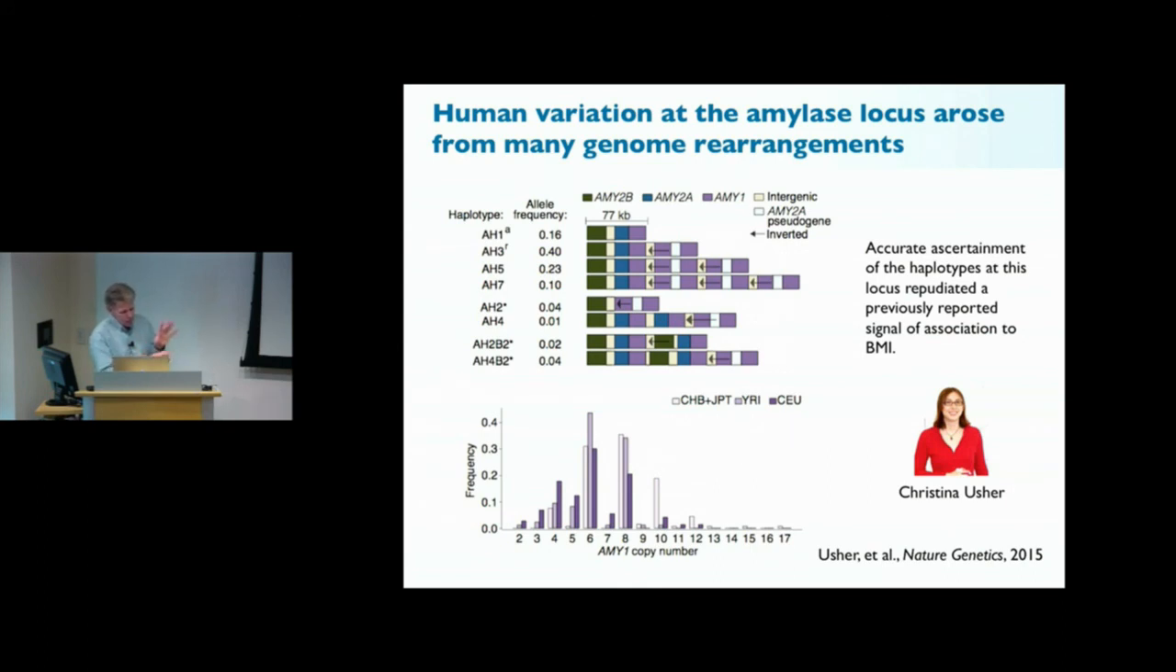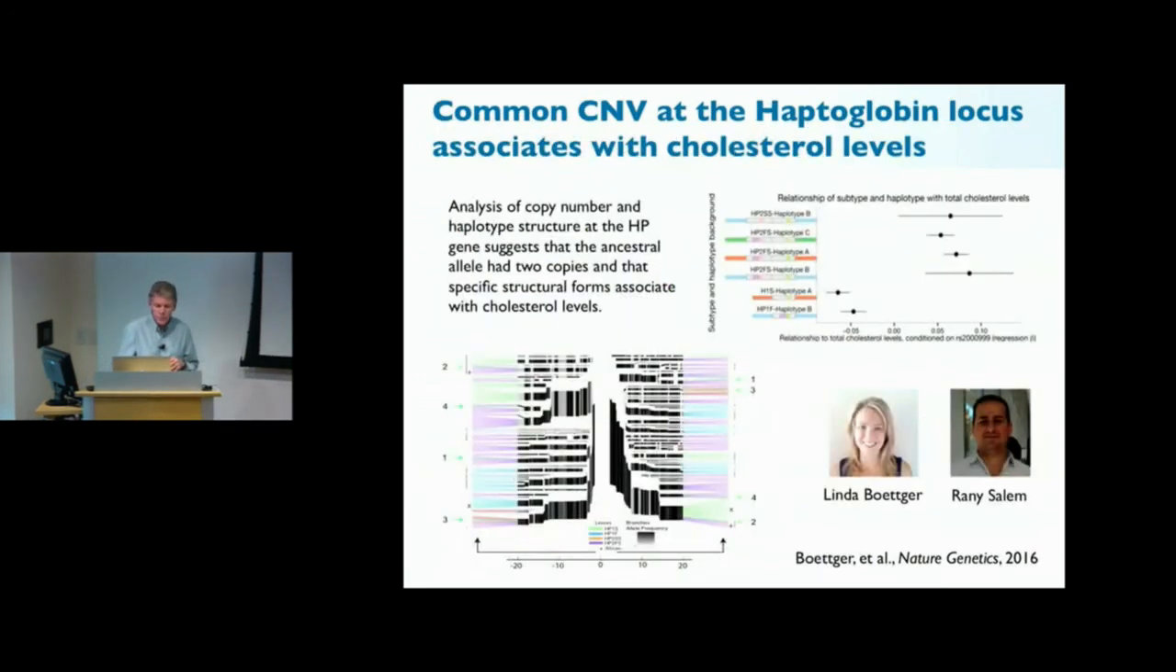some of the measurement and the analysis of the haplotypes didn't take into account the full range of the structural haplotypes at the amylase locus. Linda and Ronnie Salem also did an analysis of the HP locus where they found that, contrary to what had been believed, the ancestral copy probably had 2 copies, and they found an association to cholesterol levels.